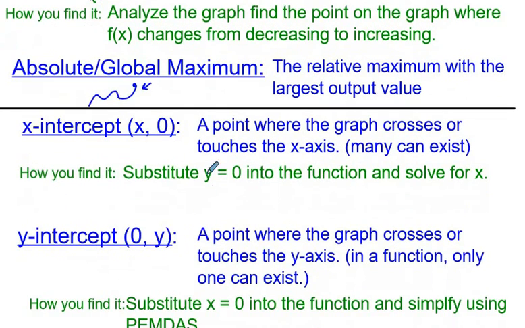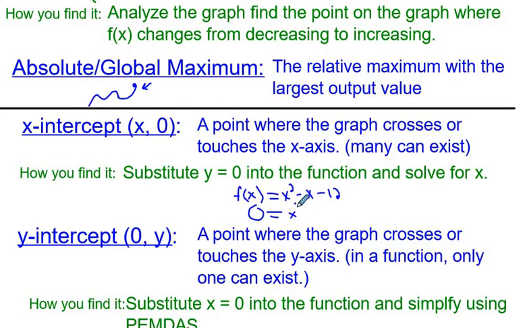An x-intercept is simply a place where the graph touches the x-axis. Many can exist in a function. You can have many of them. It is written as a point, whatever that value is, comma 0. And the way you find it is to substitute y equals 0 into a function and solve. You've done this many times. Like the last time you saw this, if you have a quadratic and you have something like this, right? The way you would find the x-intercepts of this quadratic is you would set the problem equal to 0 and solve.